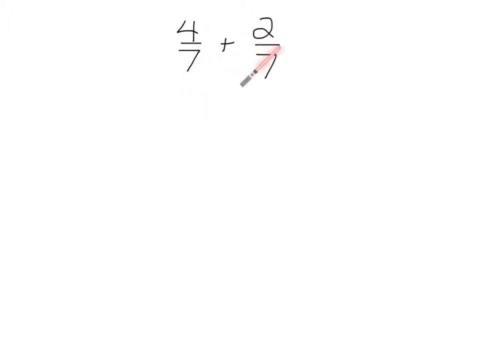So in this case, our denominators are sevens. Since we already have common denominators, this is easy. We simply leave our bottom number a 7, and you just simply then do your two top numbers: 4 plus 2, which is 6. 6/7 would be your final answer.